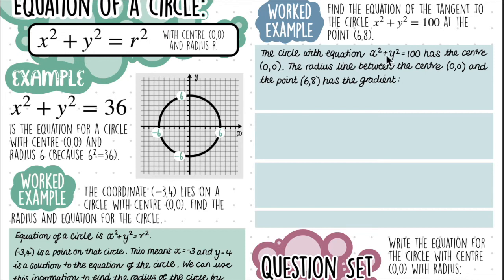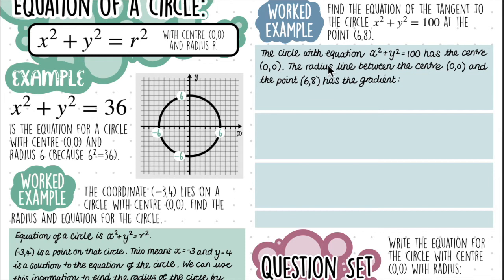So the circle with equation x squared plus y squared is equal to 100 has centre (0, 0). It's that standard circle equation, and its radius is the square root of 100, i.e. its radius is 10. Now the radius line that we're interested in passes between the centre (0, 0) and the point (6, 8). Because we know it goes through these two points, we can actually work out the equation of the radius line. We don't actually need to know the full equation. What we do need to know is the gradient. Because if we know the gradient of the radius line, we can find out the gradient of the tangent line, because the gradient of the tangent line is perpendicular to the gradient of the radius line.